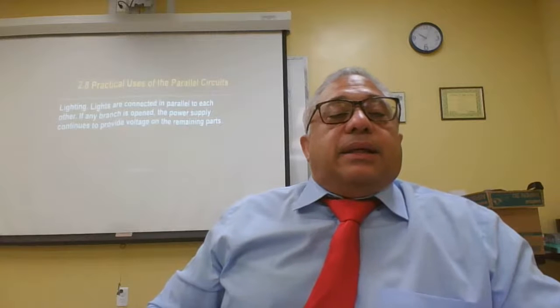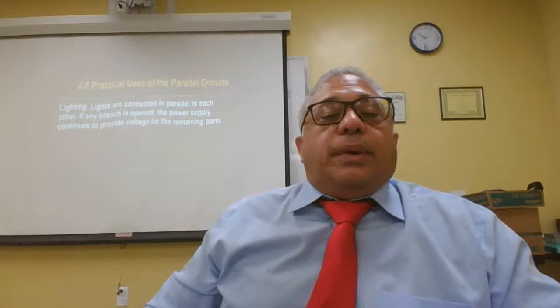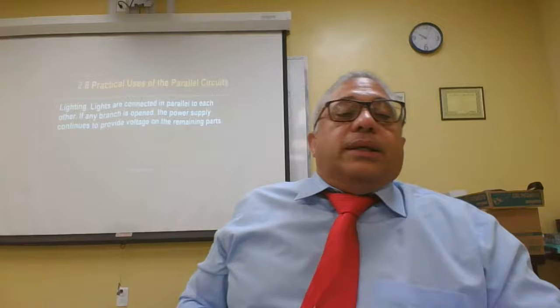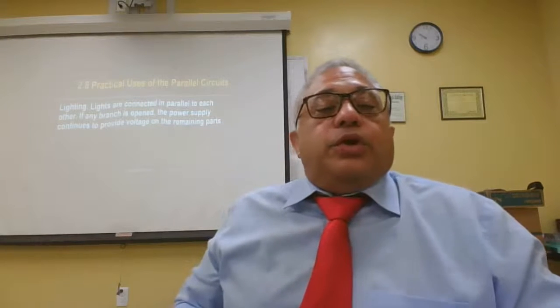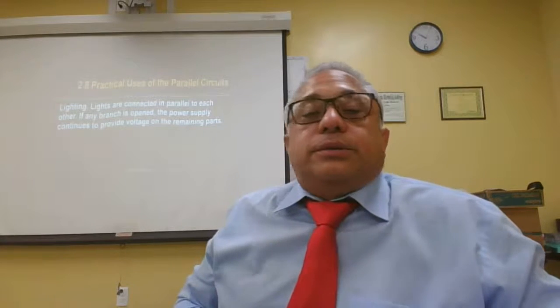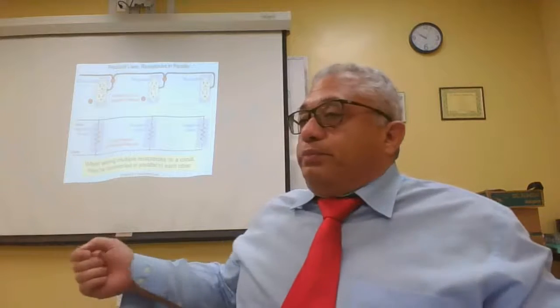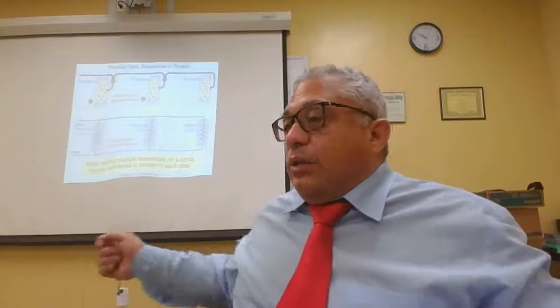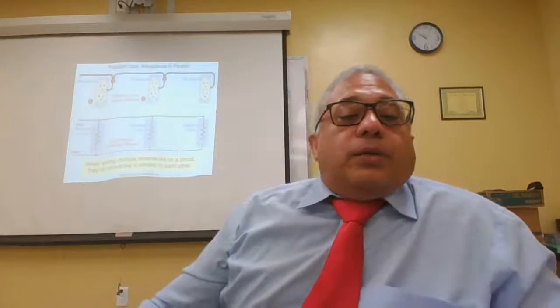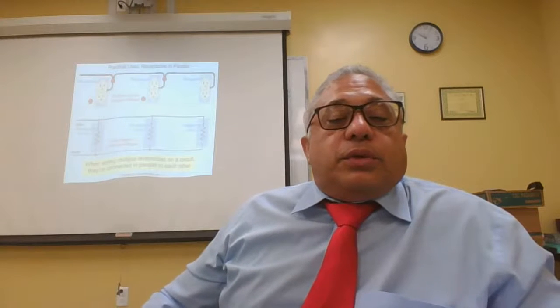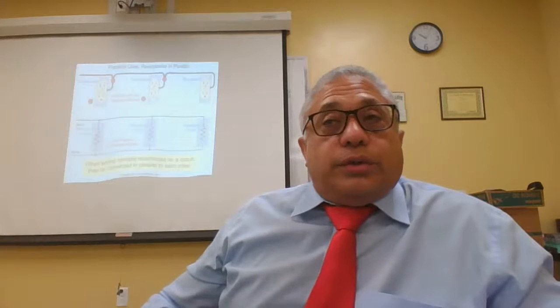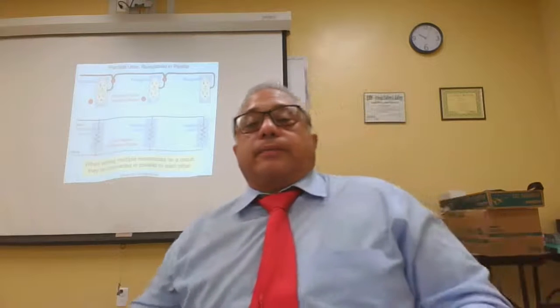The lights are connected in parallel to each other, and if any branch is opened, the power supply continues to provide voltage to the remaining part. That's the case of plugging actual lights into the outlets. Now, when wiring multiple receptacles on a circuit, they are connected in parallel with each other.